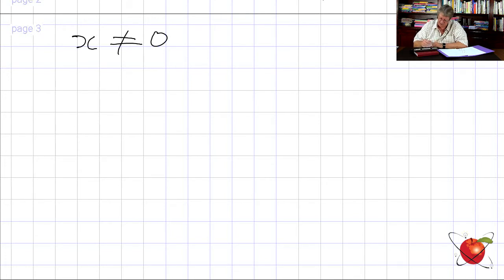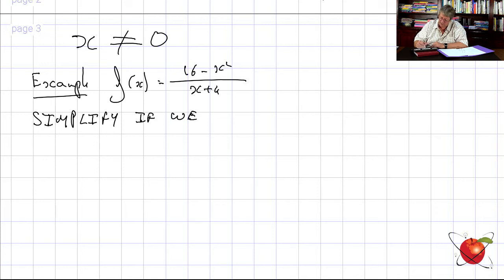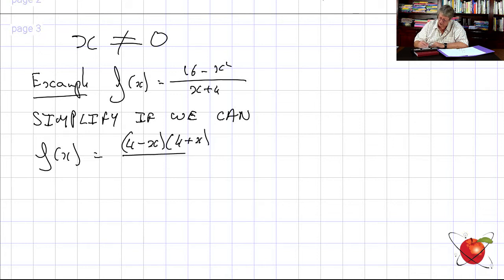I've got here, find the slope of the tangent to, just let me make a note that it's an example. My example here is f of x equal to 16 minus x squared, all over x plus 4. Once we're getting to things that look like this, your first rule is you're going to simplify if we can, and you always will be able to. So f of x is equal to 16, which is 4 minus x times 4 plus x, all over x plus 4. Hallelujah. Take out the green pen. There we go. Which gives us, at the end of the day, f of x equal to 4 minus x.